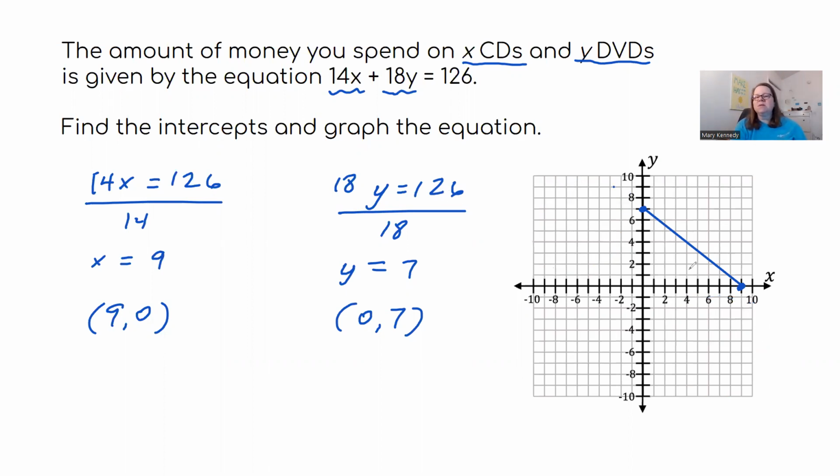So those are the intercepts, and that is the equation as I would graph it. So I hope that's helpful.